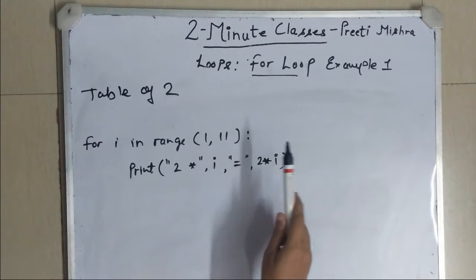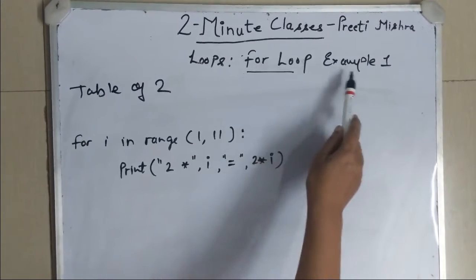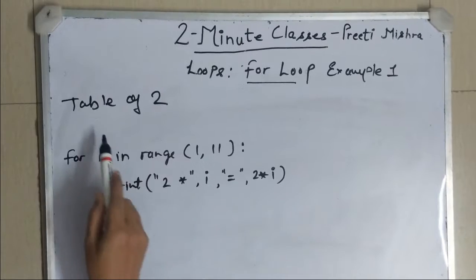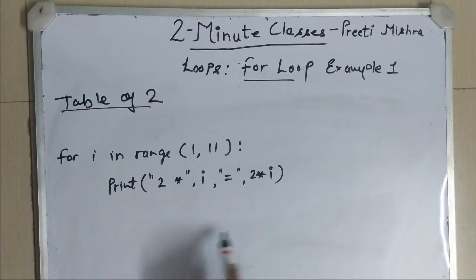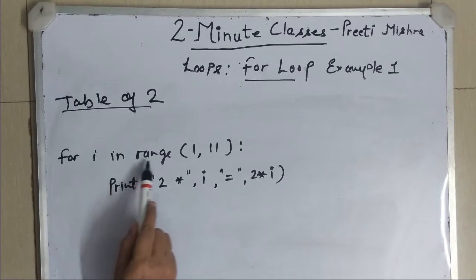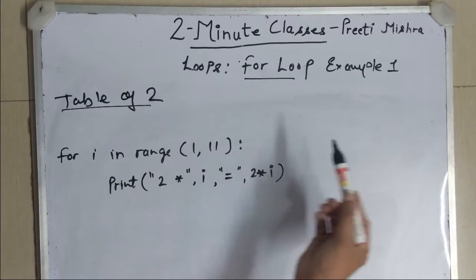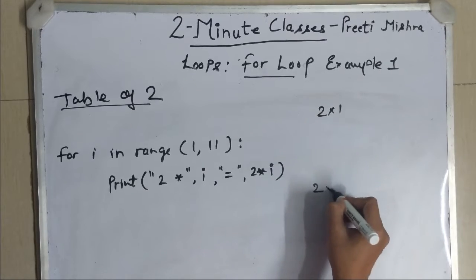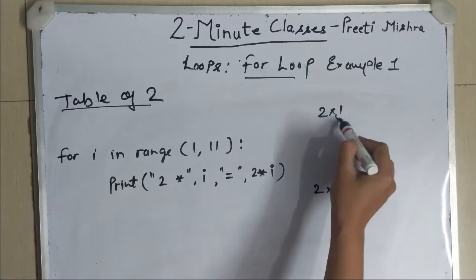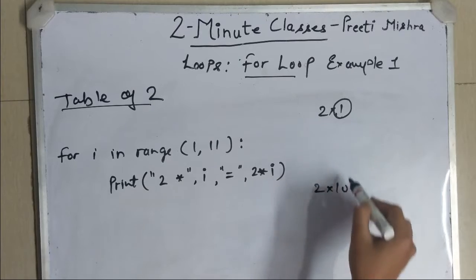Welcome to 2-minute classes. We are going to have a look at an example of a for loop. The example I have taken is printing the table of 2. So the function will look like this: for i in range. We all know that the table of a number starts from, suppose, 2 into 1 till 2 into 10. So I want the values of i to go from 1 to 10.